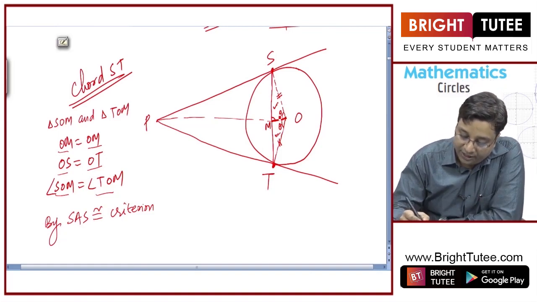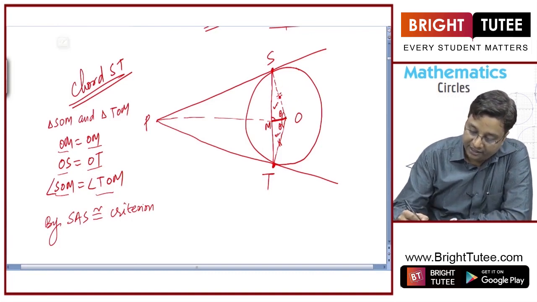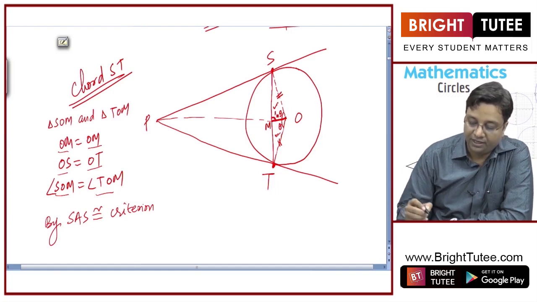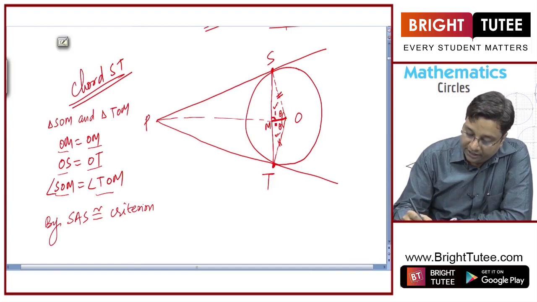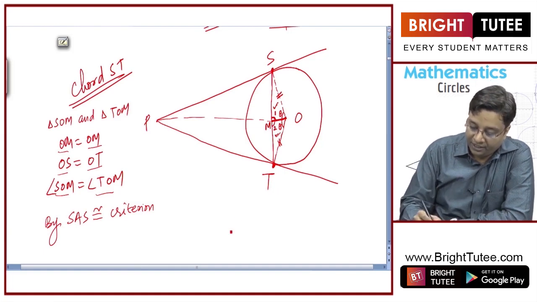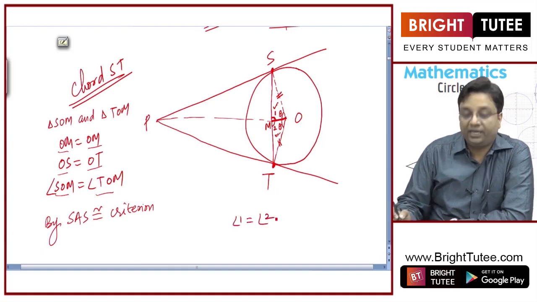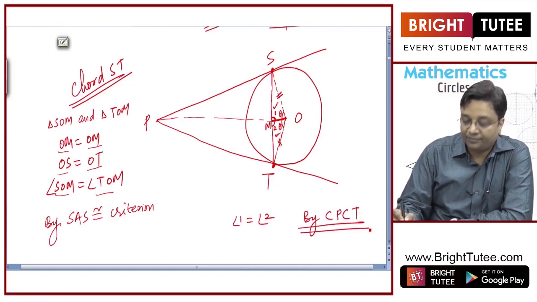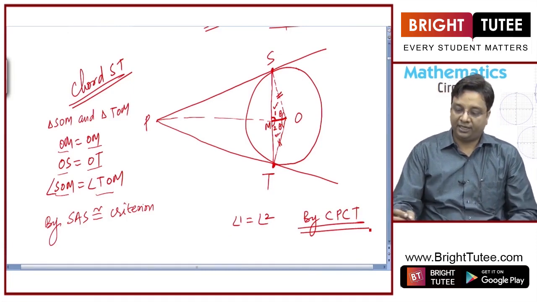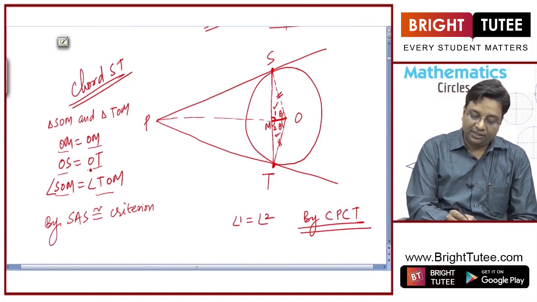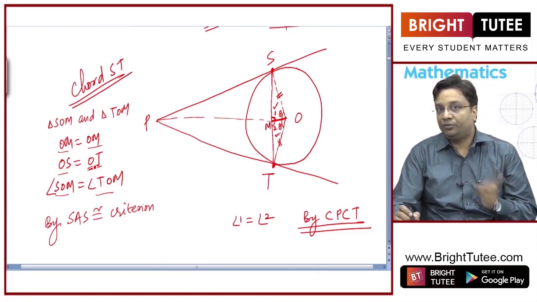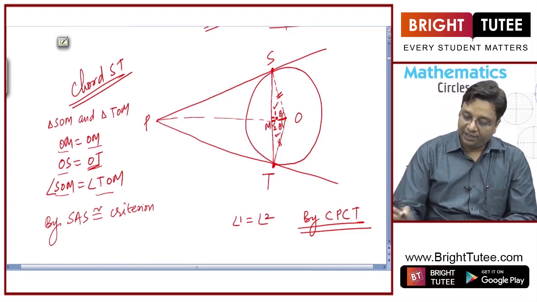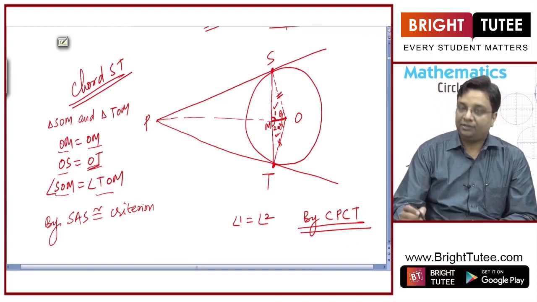If these two are congruent, then you see the angle opposite to OS, which is this angle, let's name this angle as angle 1, and the angle opposite to OT, let's name it as angle 2. So angle 1 is also equal to angle 2 by CPCT, corresponding parts of congruent triangles. So if OS is equal to OT, the angles opposite to OS and OT are also equal, by CPCT. So we can say that angle 1 is equal to angle 2.